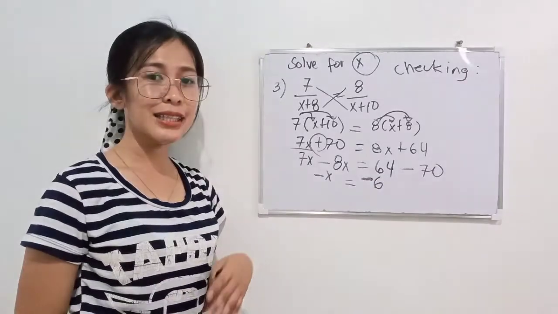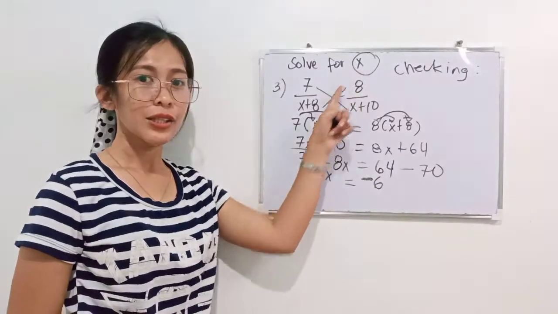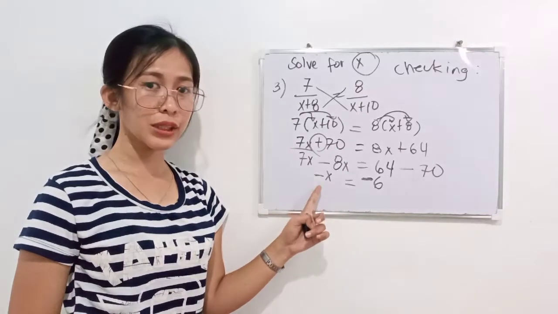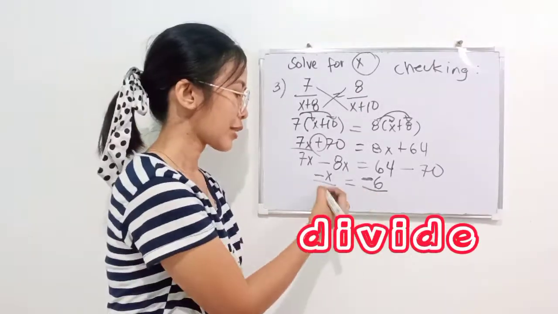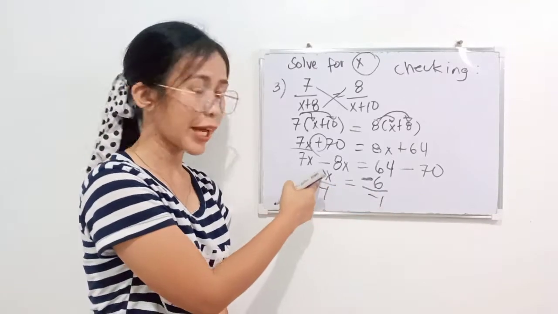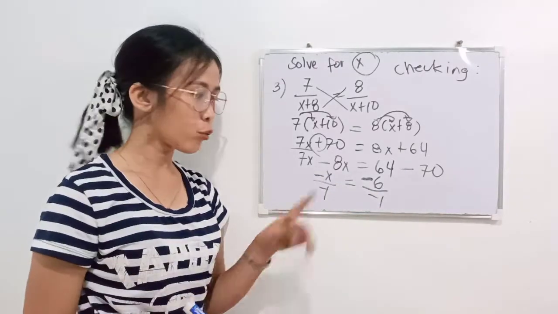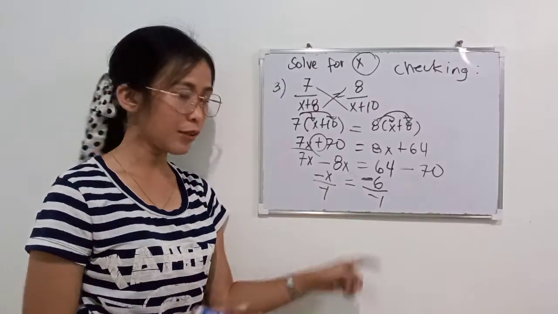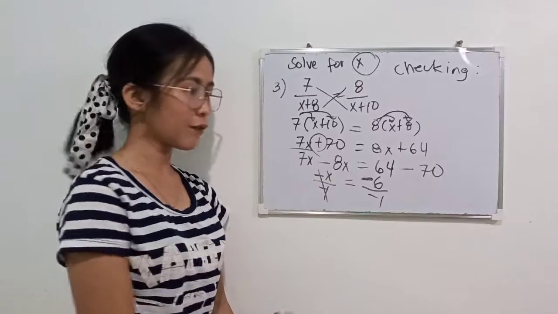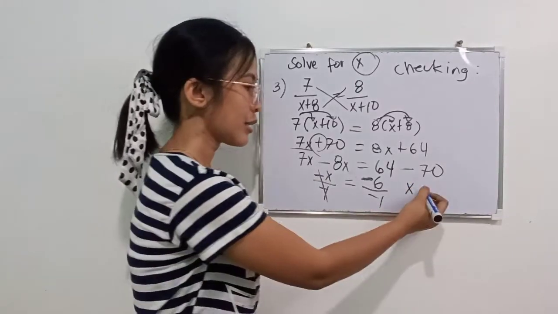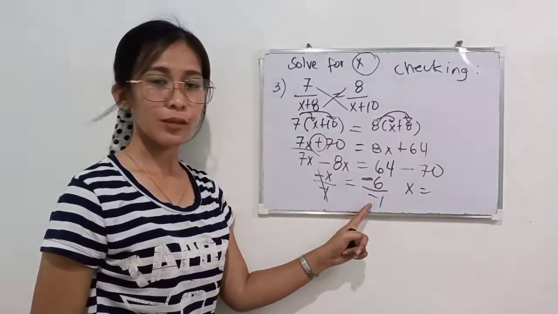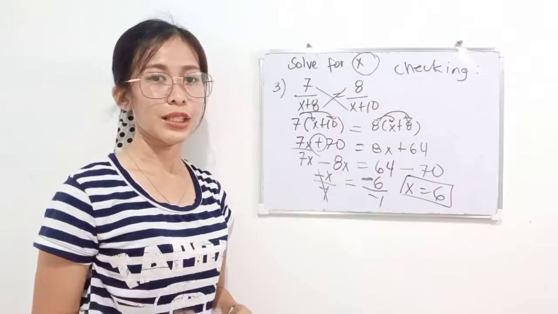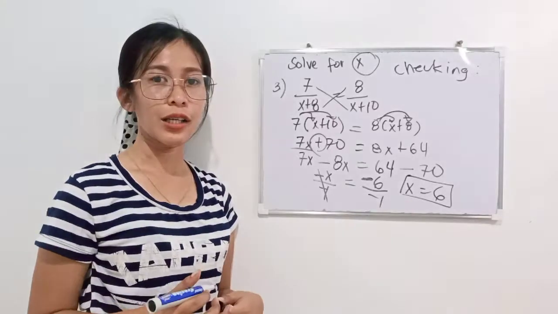Okay. Since dahil nga x lang naman yung hahanapin natin, so hindi siya pwedeng maging negative. What are we going to do para maging positive si x? We are going to divide by negative 1 dahil nga ito ay negative 1x. Pero dahil nga siya ay 1 na, hindi na natin siya sinama. So, divide both sides by negative 1. We have to cancel negative. So, si x na lang natira. Equal. Negative 6 divided by negative 1 is positive 6. Therefore, that is the final answer. X is equal to 6.